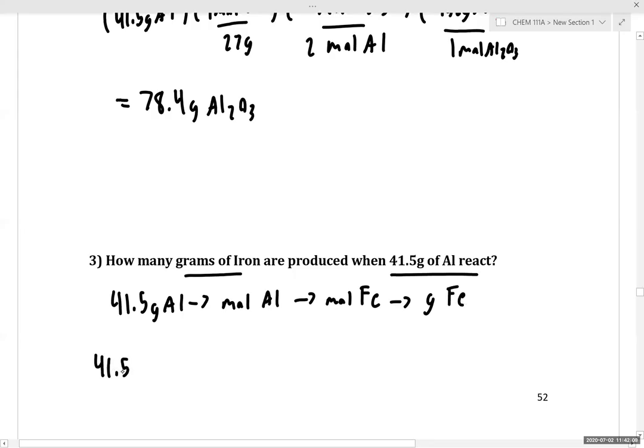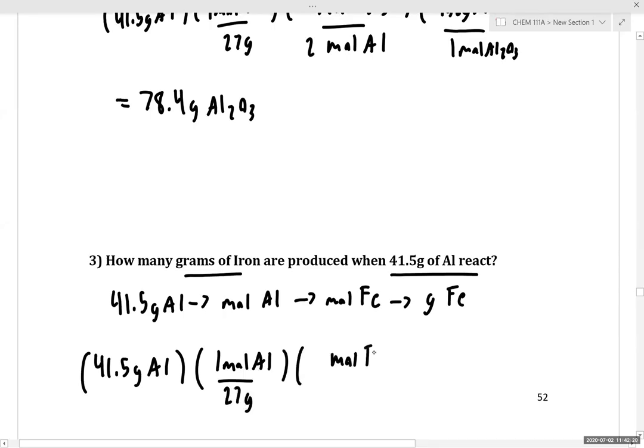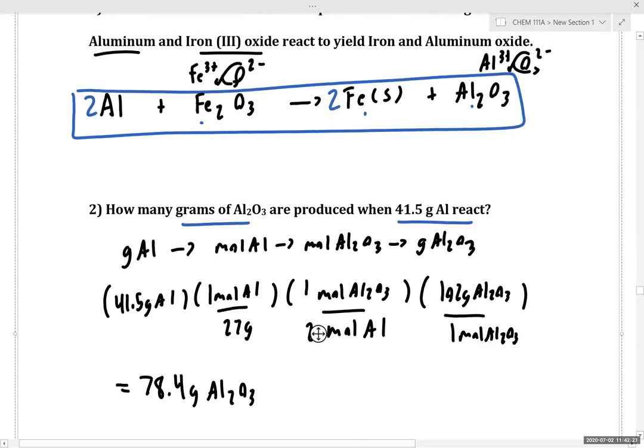Okay, so we have 41.5 grams of aluminum. Just like before, in 1 mole of aluminum, we have 27 grams. Now let's look, how many moles of iron do we have per mole of aluminum? What is our mole to mole ratio of iron to aluminum?